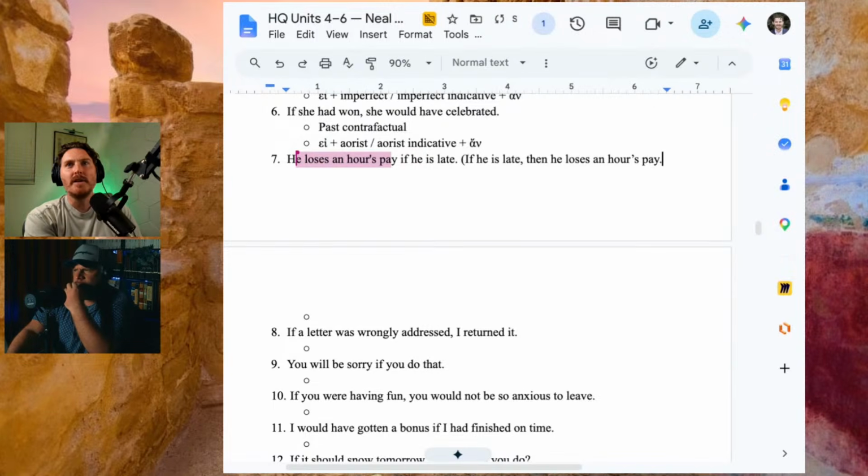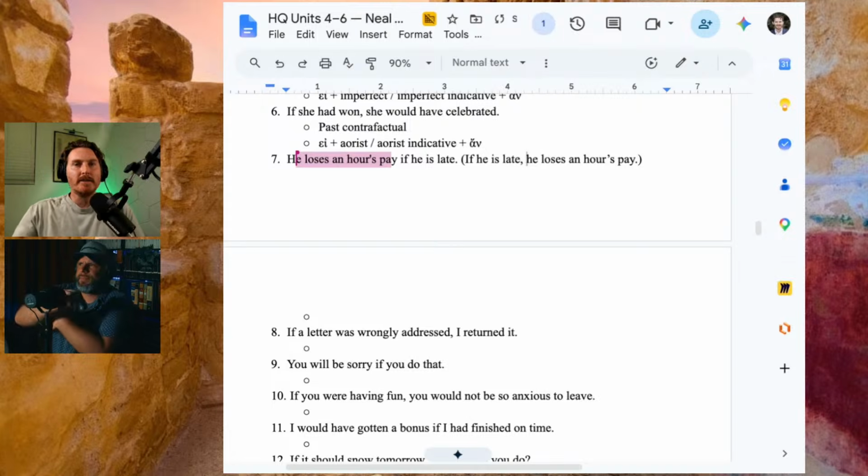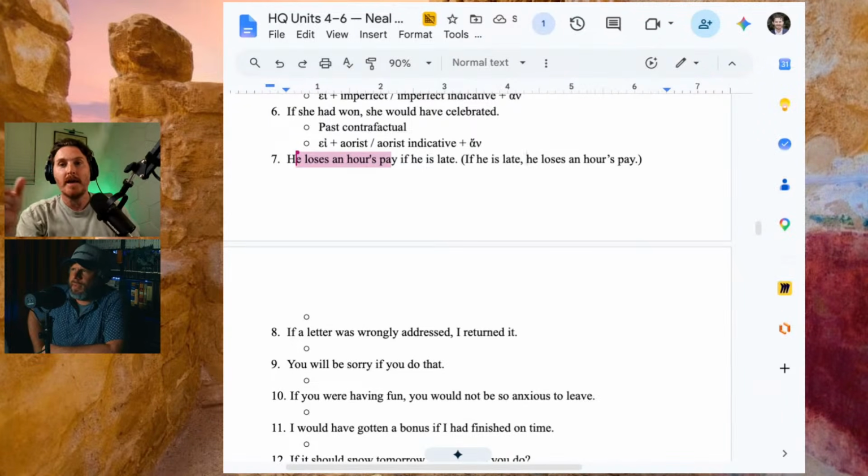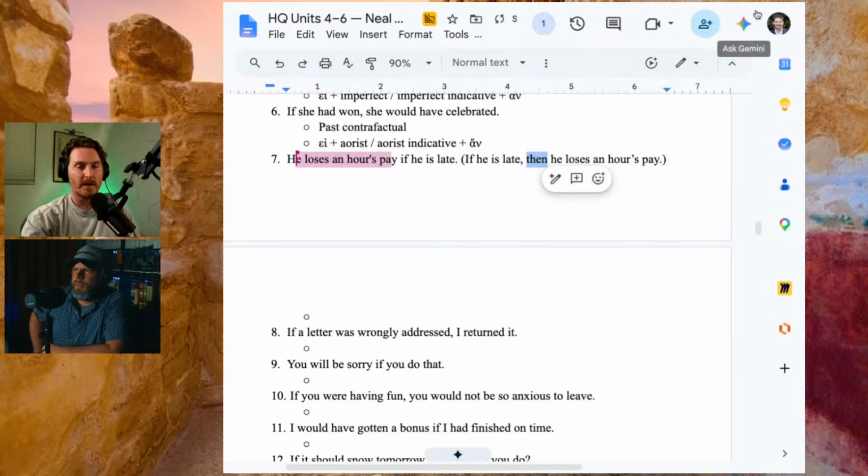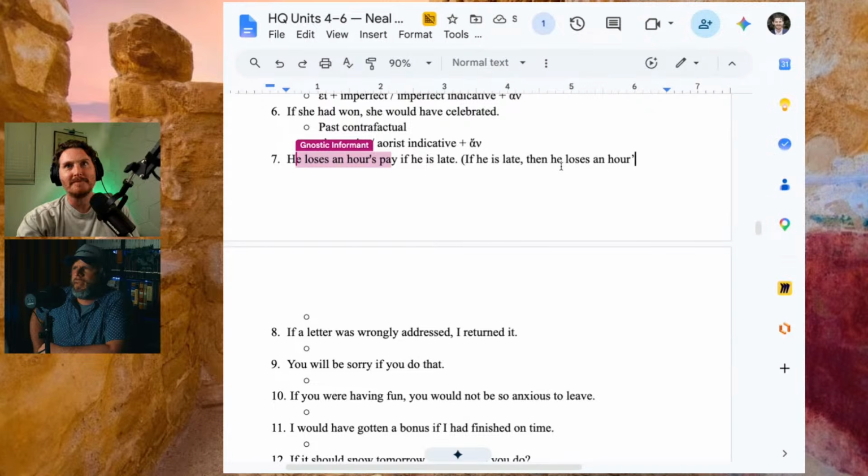And this occurred to me: you're asking, well, why do they need the an there if it can't be translated? It's sort of like the word then. You can say if he's late, he loses an hour's pay, or you can say if he's late, then he loses an hour's pay. Then is an optional word in English. Yeah, I guess you're right. But in Greek, an is not an optional word. That makes sense.